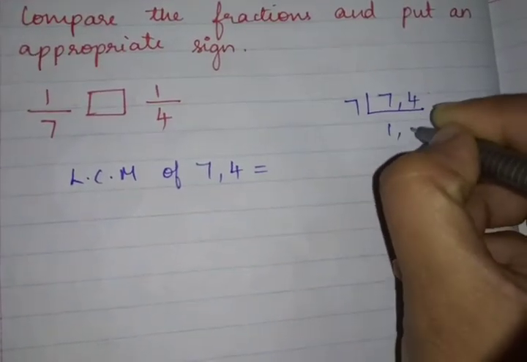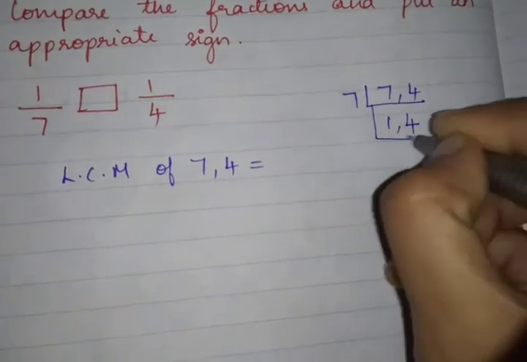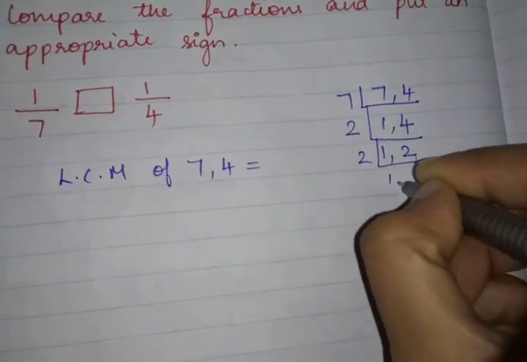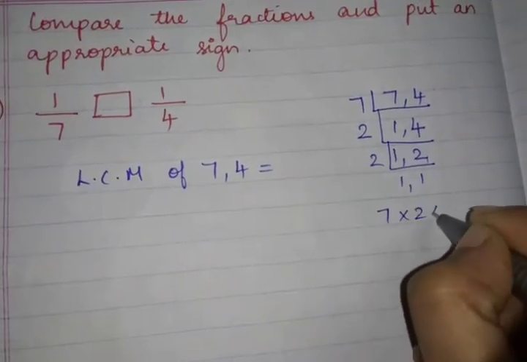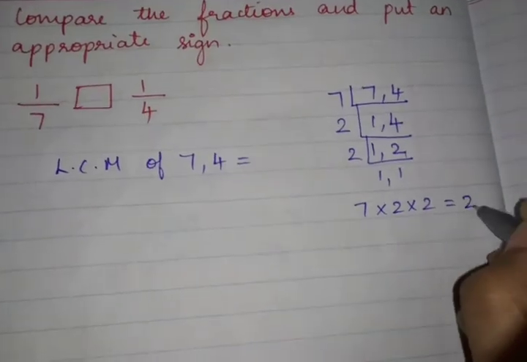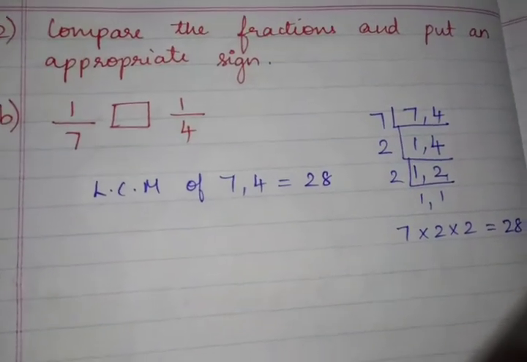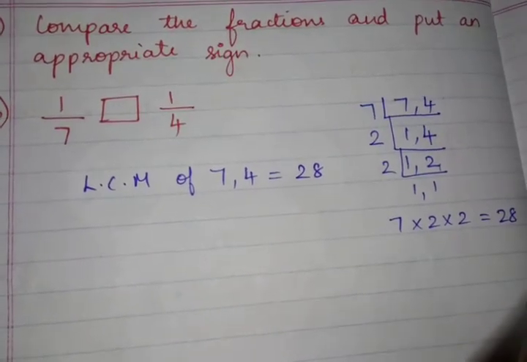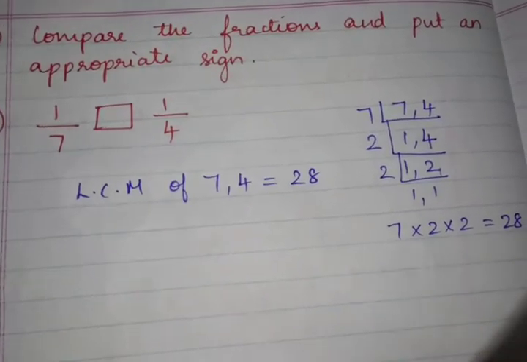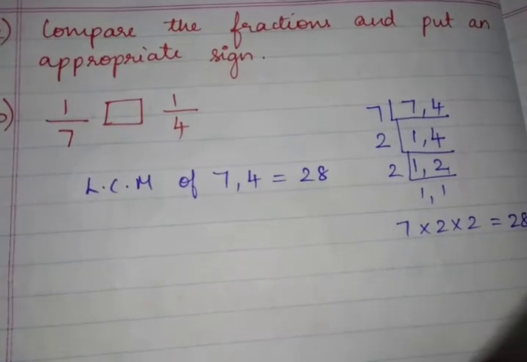Seventh table, 7 ones are 7. 4 does not come in the 7th table, so 4 comes down as such. Then 2 table, 2 twos are 4. Then again 2 table, 1. Okay, so 7 into 2 into 2. 7 twos are 14, 14 twos are 28. So what is your LCM value, children? 28. So we should make our denominator 28. Only through LCM will it be more convenient for us to make the denominator the same.